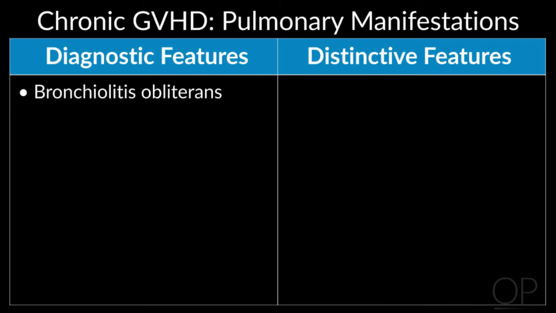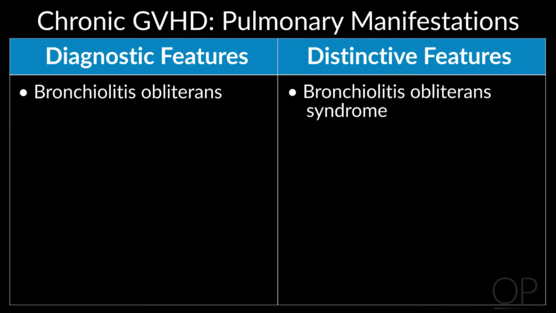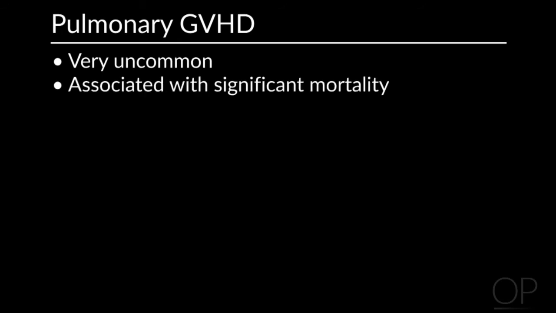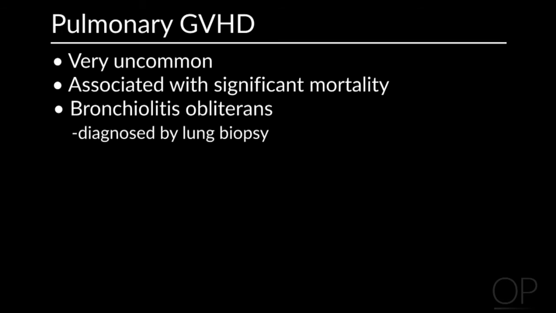Within the lungs, you can have bronchiolitis obliterans syndrome, which is diagnosed with pulmonary function testing and radiology, but not supported by pathology, most typically because the lung biopsy has not been performed. Pulmonary graft-versus-host disease is very uncommon. We think about it a lot as transplanters because it is associated with a significant mortality. So the pathologic feature of pulmonary graft-versus-host disease is bronchiolitis obliterans from a biopsy.